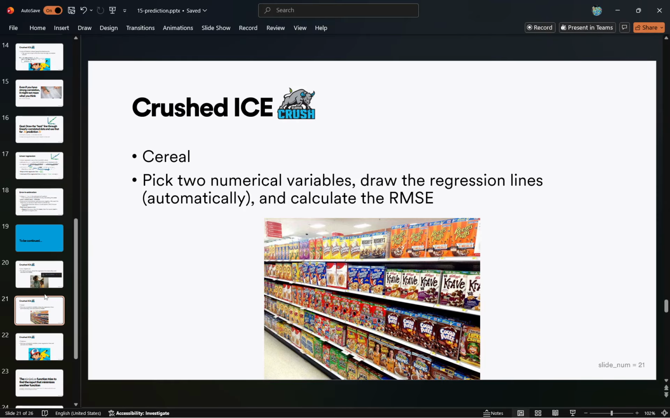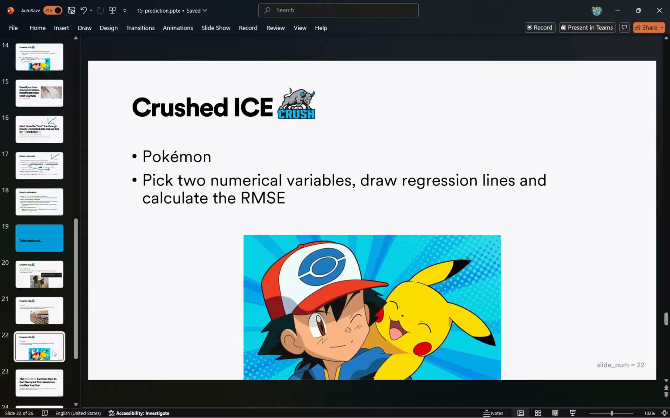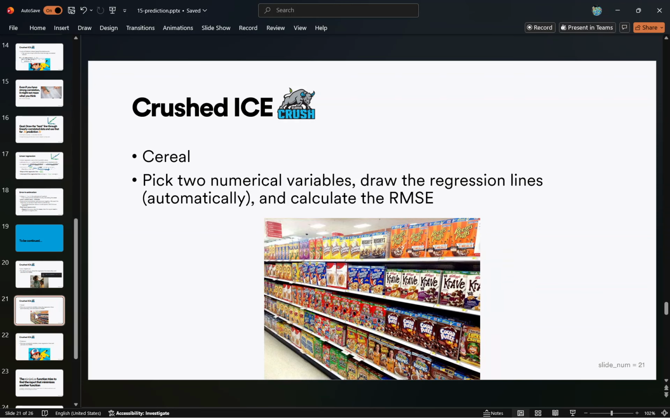Pick the ones with a good correlation value. Give that a try for both cereal and Pokemon if you would like, and then I can do both as well. It's like pick two of your favorite numerical variables and get some practice calculating the root mean squared error and drawing the regression lines. It's okay if it's automatic now. Now you know what it's like. You still have to call slope and intercept to get the values to do the error calculation, though, for sure.